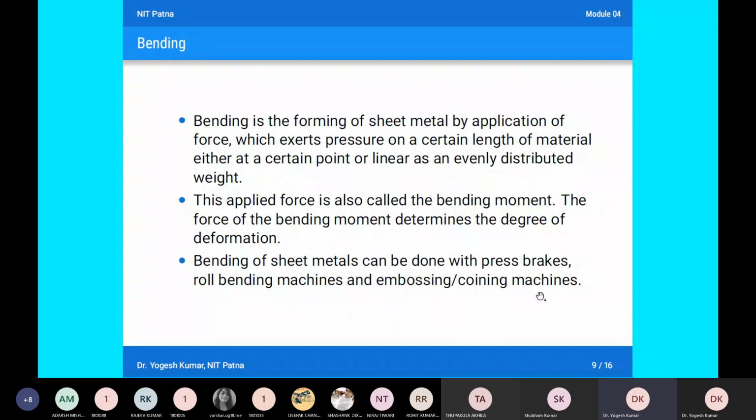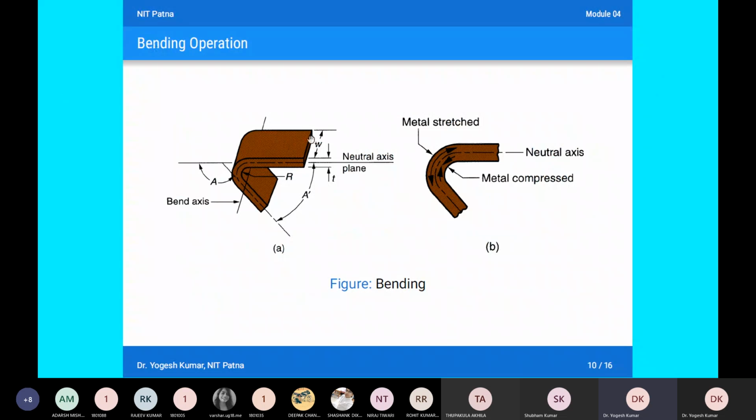Here you can see how this bending operation is performed. Initially this metal sheet was straight, and by the application of some forces, here you can see it has been bent by a certain angle. Initially this was in a straight line, and after bending it has come like this. Here we can see that the bending angle A is greater than 90 degrees.